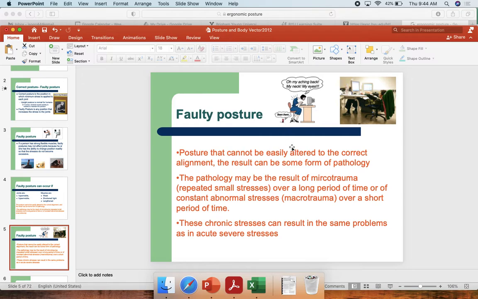For example, in the spine unit, we talked a little bit about that Dowager's hump in those female women. I know it's very common to see that. I know people in my own family that have that dowager's hump, and a lot of times that can be thought of as from an incorrect faulty posture where someone's kind of curved, and it's something that's repeated over and over, and a dowager's hump can develop over time. So that's one thought. So these chronic stresses can result in the same problems as an acute severe stress, right? If it happens day after day, over and over and over.